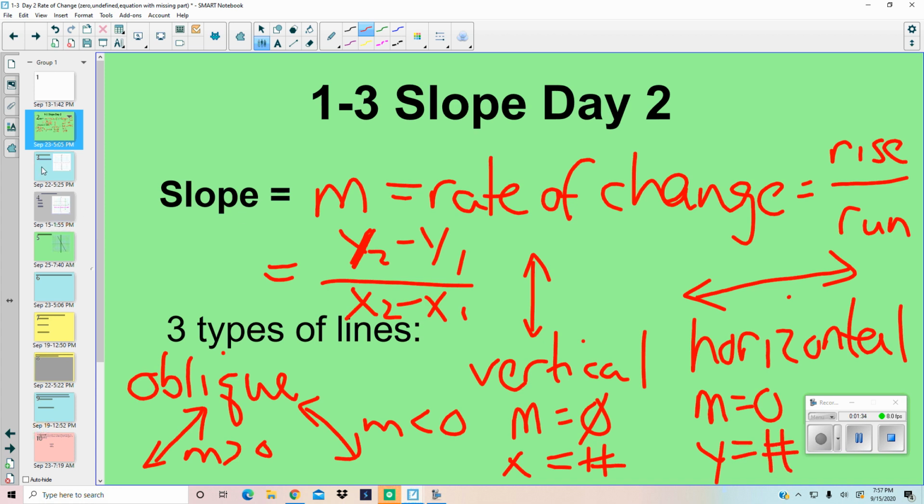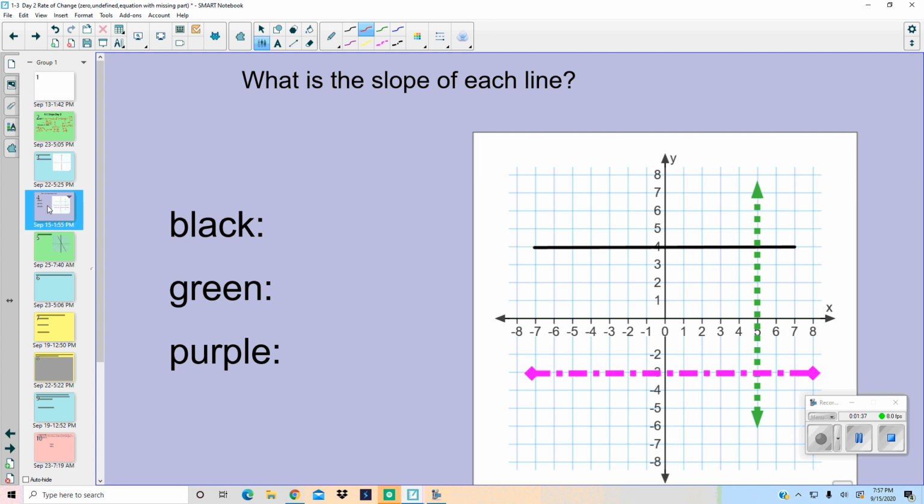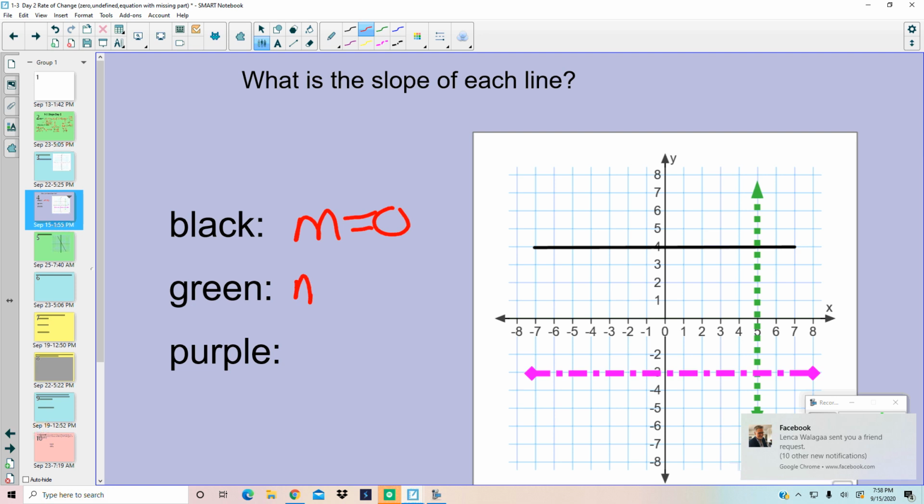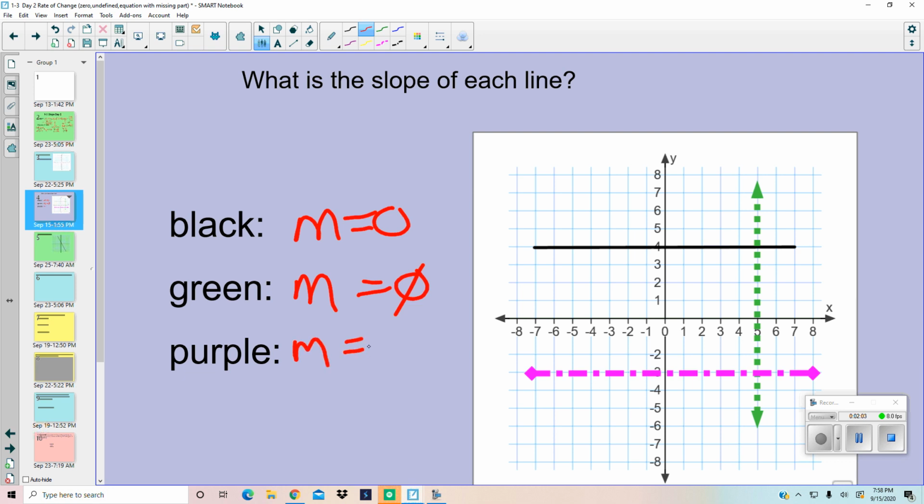So if you're given a graph and asked to find the slope of the line, the black graph, you can see that's a horizontal line, so that's a slope of 0. The green graph is a vertical line, so that's undefined. Undefined is a circle with a slash through it, or you could write out the word undefined. And then purple again, that's a horizontal line, so that's a slope of 0.